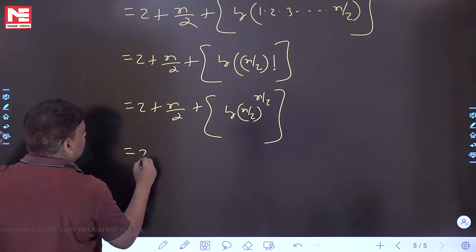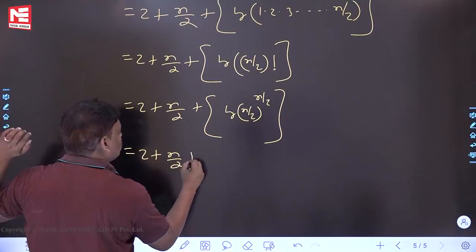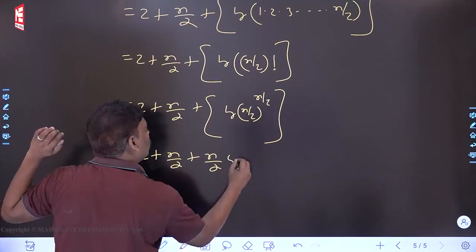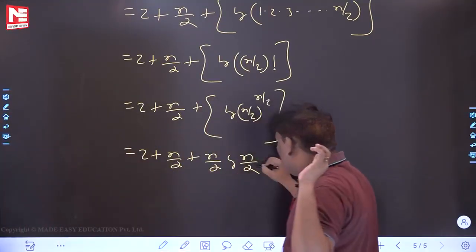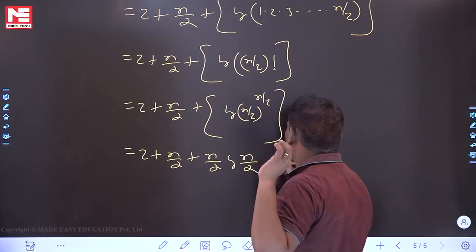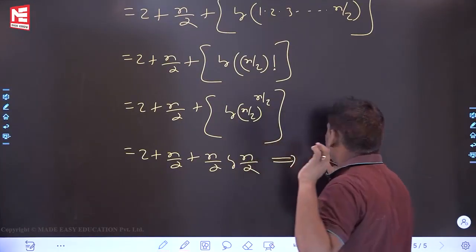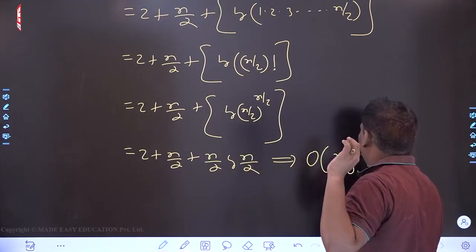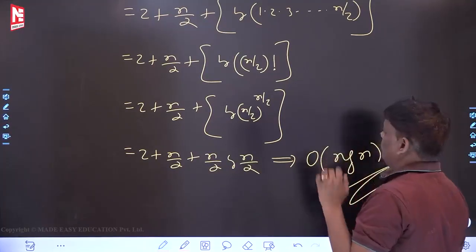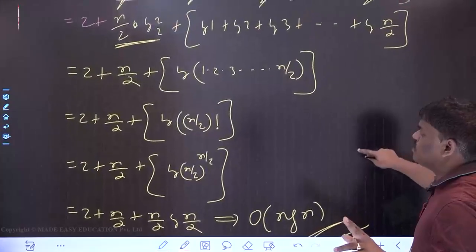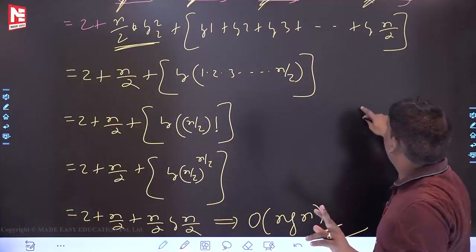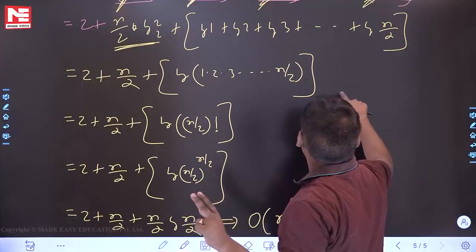This can be written as 2 plus n by 2 plus, what is the answer? N by 2 log n by 2. I think it is n by 2 into log n by 2. It is only n by 2, so forget about the small constant. This can be written as big O of n log n. Right? Big O of n log n. Please be careful.